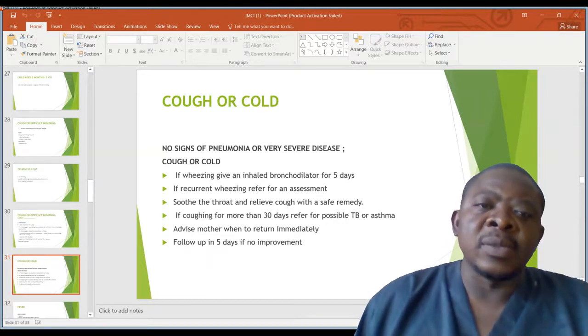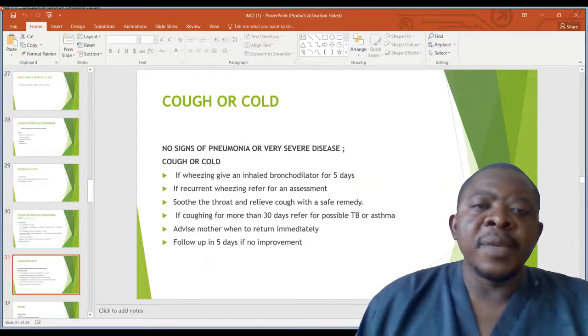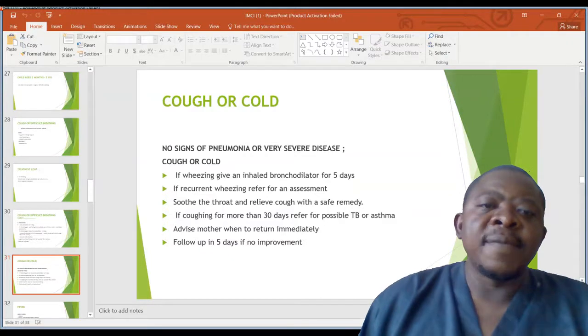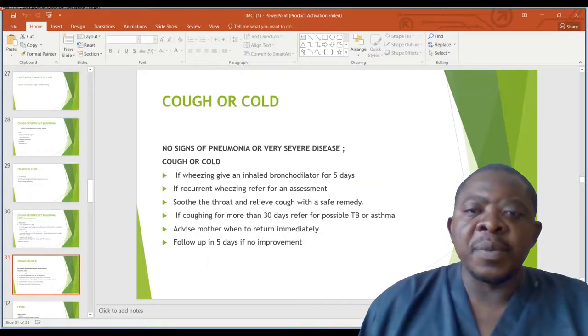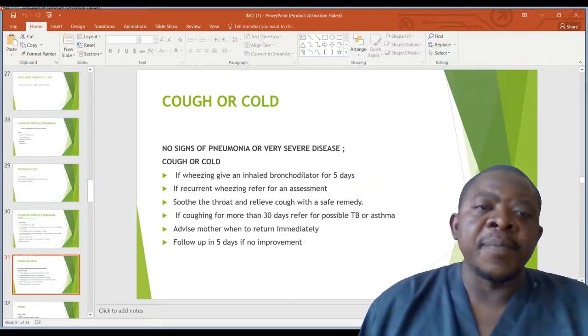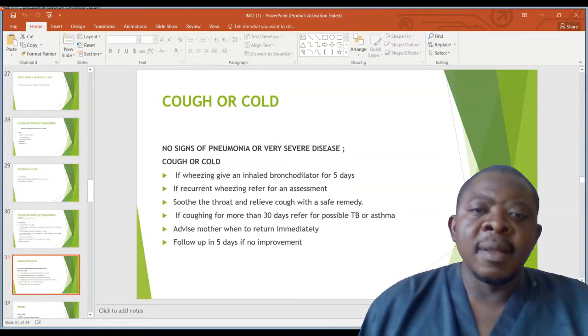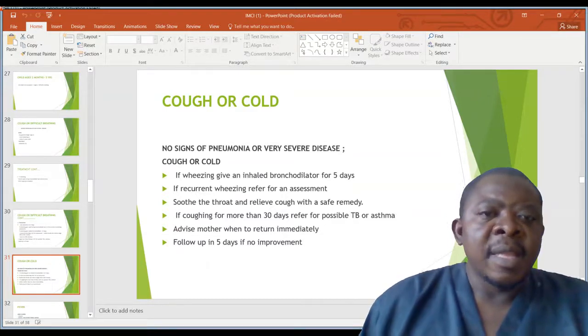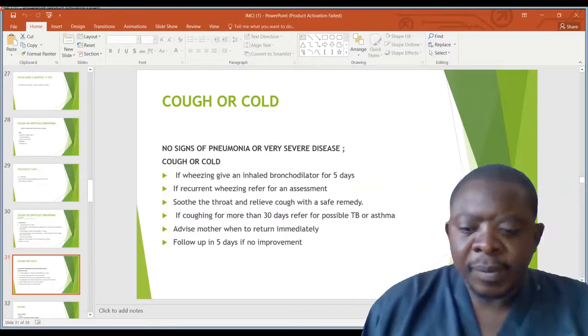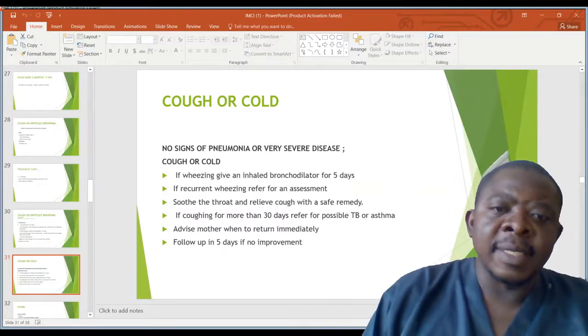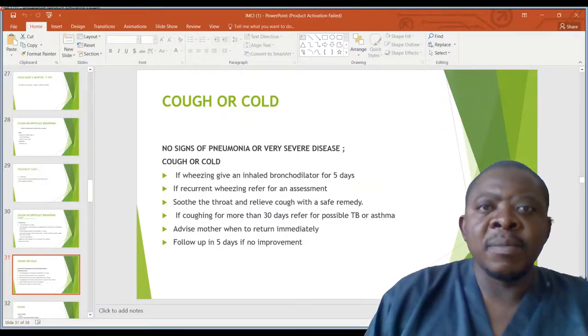So this will be cough or cold. If wheezing, give an inhaled bronchodilator for 5 days. If recurrent wheezing, you can refer for an assessment, soothe the throat, and relieve cough with a safe remedy. If coughing for more than 30 days, you can refer for possible TB or asthma assessment. Then you can also advise the mother when to return immediately. So follow-up will be required in 5 days if there is no improvement.